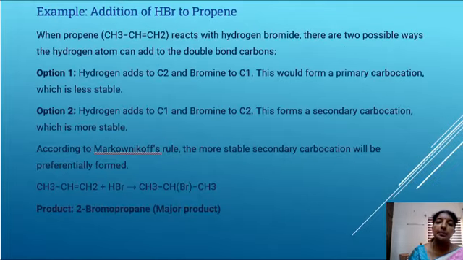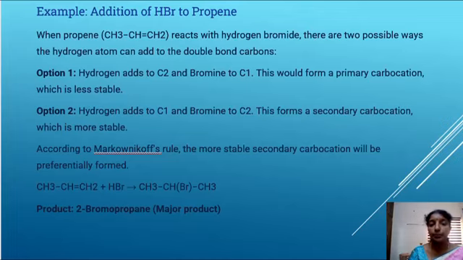Here is an example of addition of HBr to propene. When propene reacts with hydrogen bromide, there are two possible ways the hydrogen atom can add to the double bond carbon atoms. Option 1, hydrogen adds to C2 and bromine adds to C1. This would form a primary carbocation which is less stable. And in option 2, hydrogen adds to C1 and bromine adds to C2. This forms a secondary carbocation which is more stable.